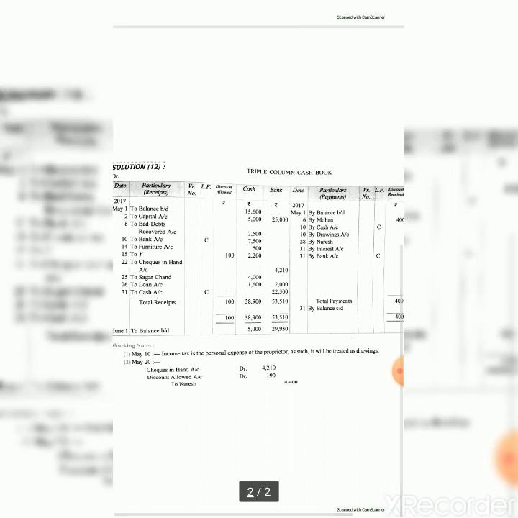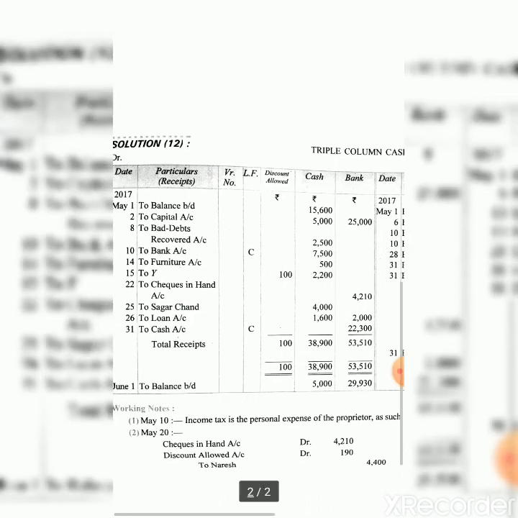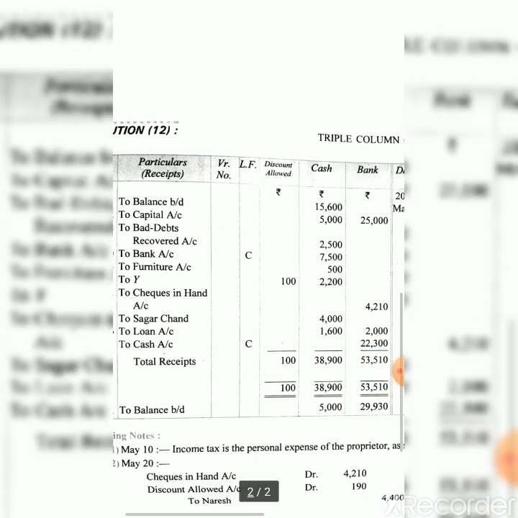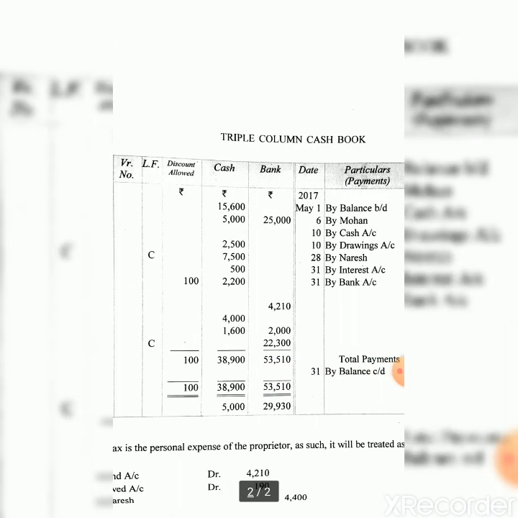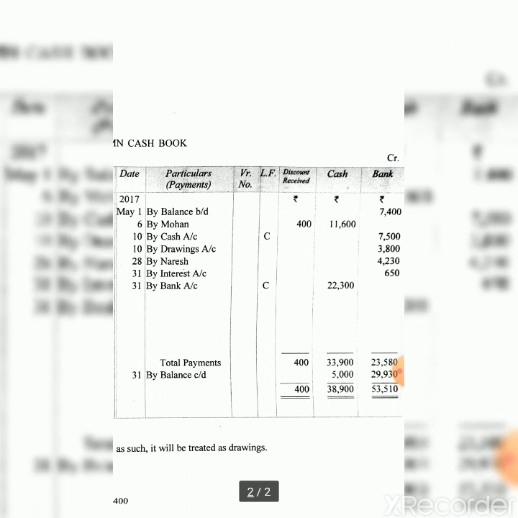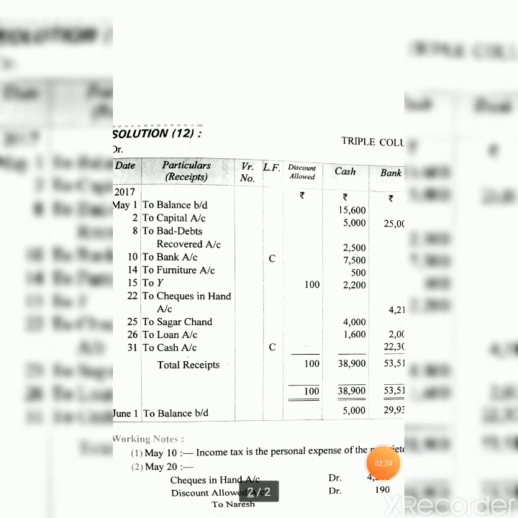So at first the balances will be written. You can see that cash was having a debit balance, so we will write To Balance b/d on May 1st 15,600 in cash. But bank was having an overdraft balance, so we will write on the credit side of the bank, May 1st By Balance b/d 7,400 in the bank column. Now let's see the next entry.